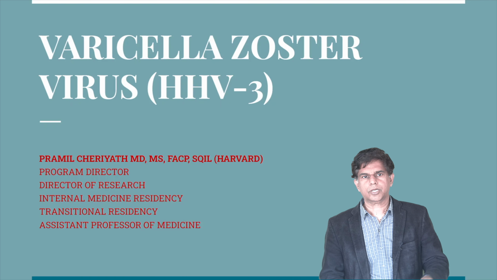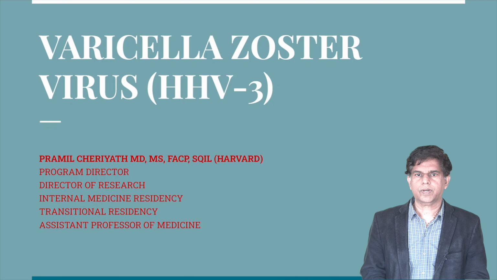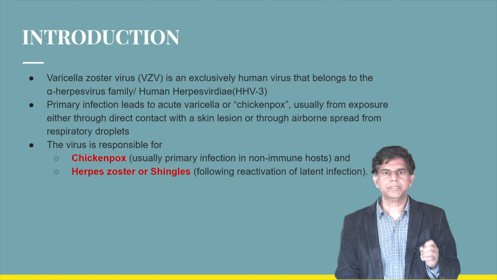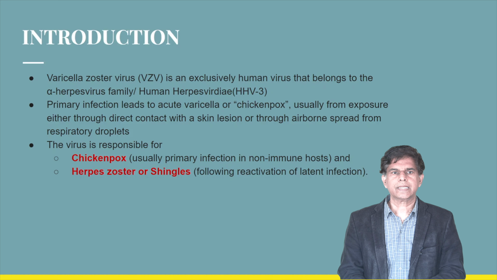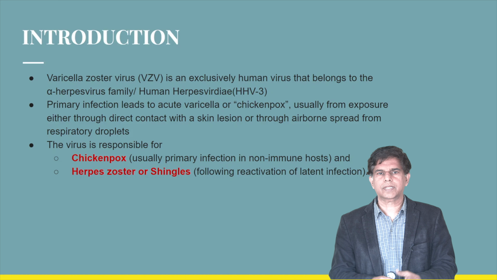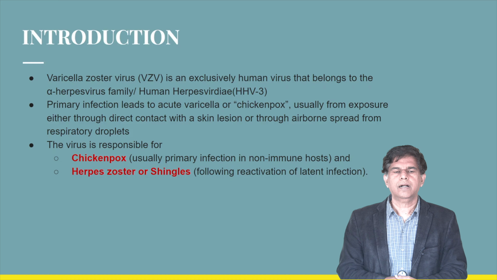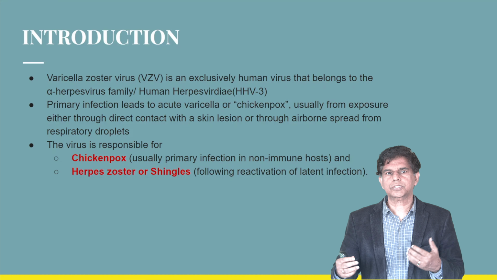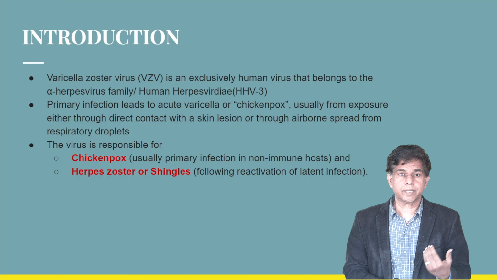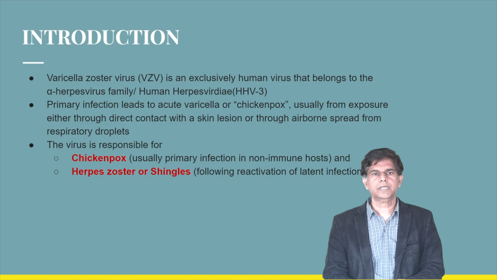And let's go into our topic. So when you talk about varicella zoster virus, it belongs to the human herpesviridae, HHV-3. In children we always know it as chickenpox, and in adults we have to know that zoster virus is responsible for chickenpox and herpes zoster, or shingles.